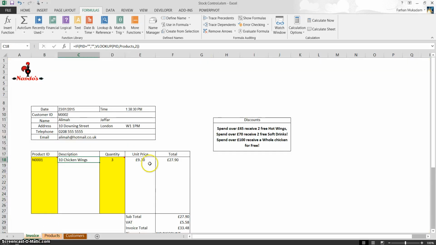So this is range naming, and how useful it is to use range names to make it easier to understand and create your formulas.